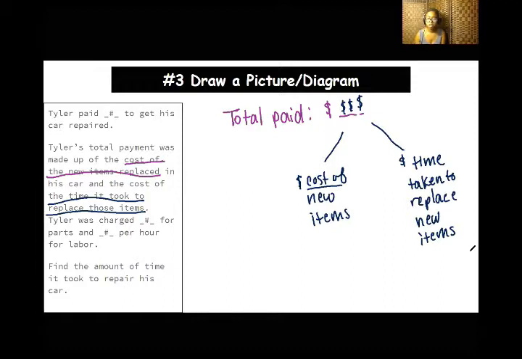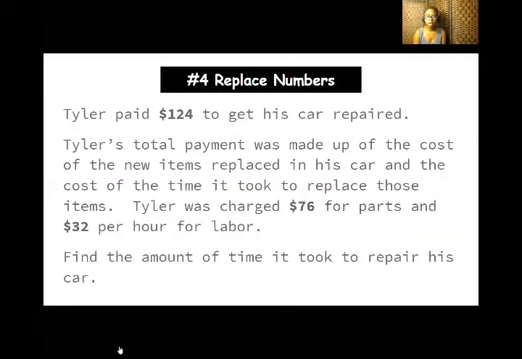So this is a pretty simple drawing to help us understand what we're going to be doing. And we can already see that we have to add these two quantities together to get to the total cost. Okay, so now that we have that visual of the total cost broken down into the sections, we can replace the numbers. And let's read it again with the numbers.